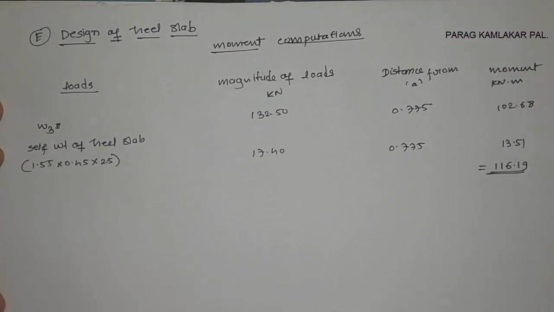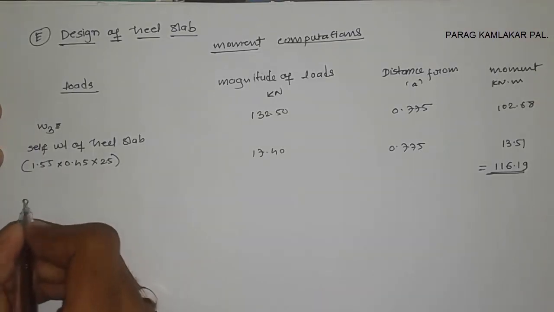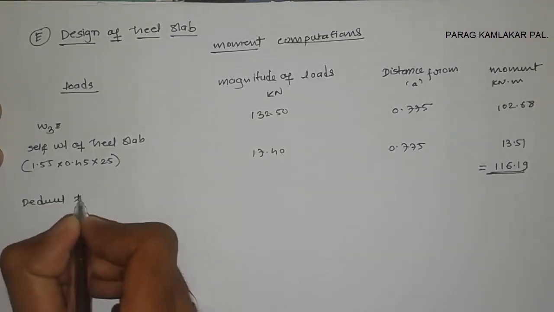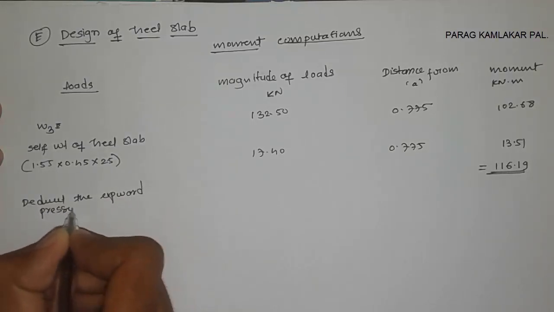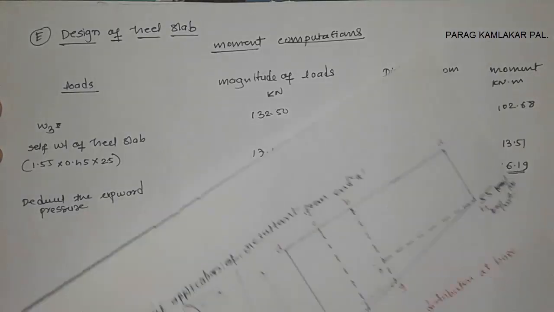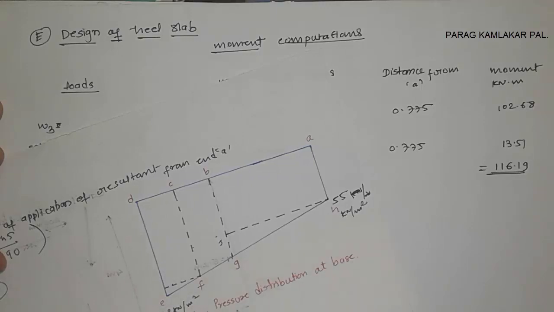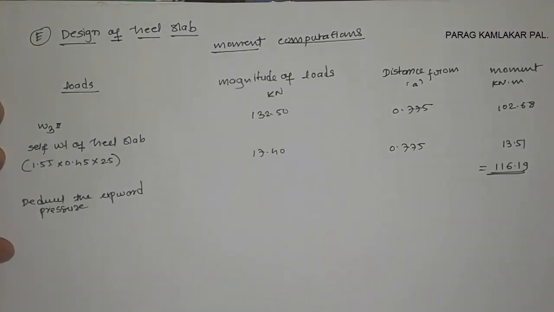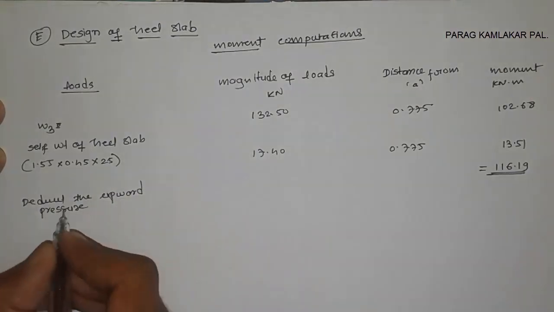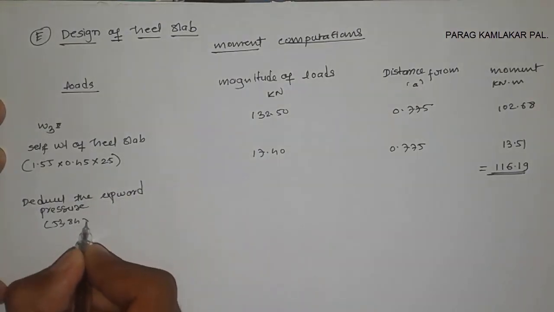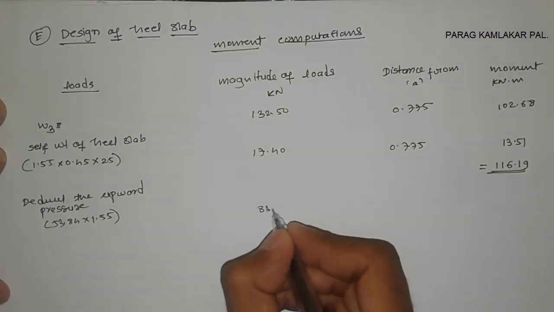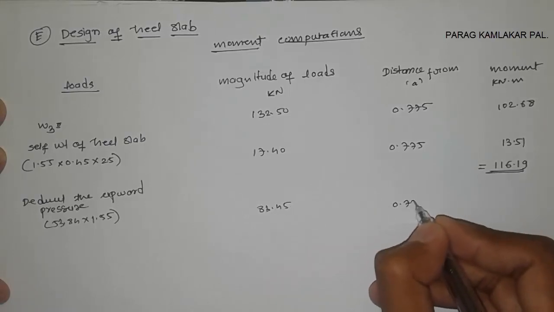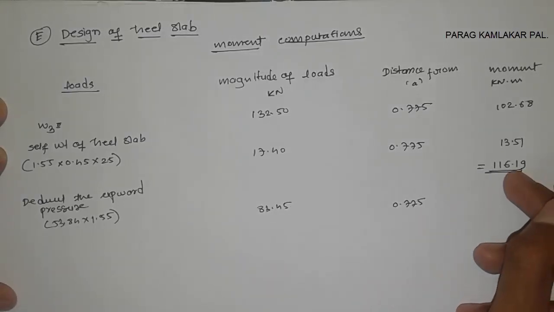So how will it work? I just write over here, deduct the upward pressure. I told you which pressure we are going to deduct, this much amount of pressure. So the deduction is 53.84, the value we already calculated, multiplied by 1.55. So we get 83.45 at a distance of 0.775, and we need to deduct it, so we get 64.67.